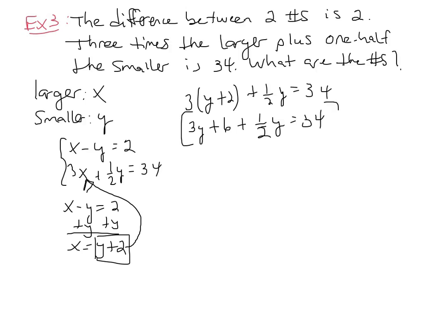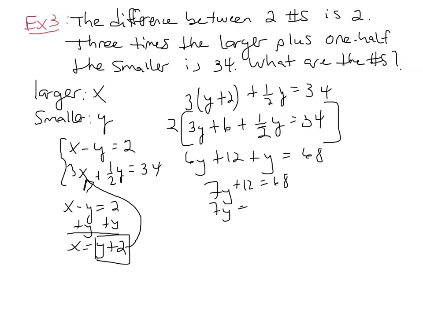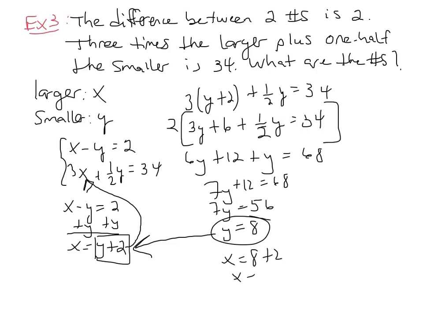Oh, let's clear the fractions. No one wants to work with fractions. So 6y plus 12 plus y equals 68. 7y plus 12 is 68. And 7y is 56, which means that y must be 8. Let's go right back here, and x is then 8 plus 2, which means that x is 10.